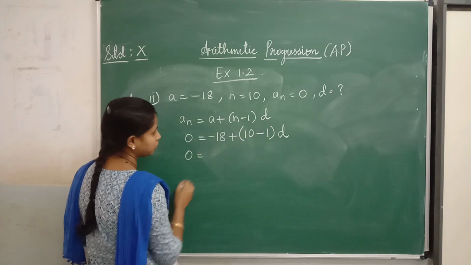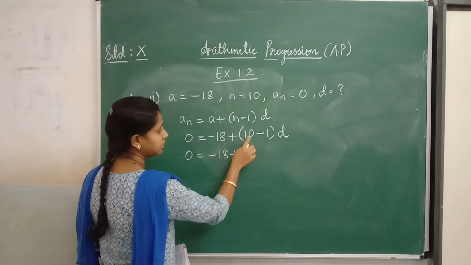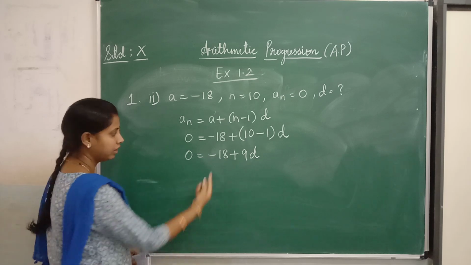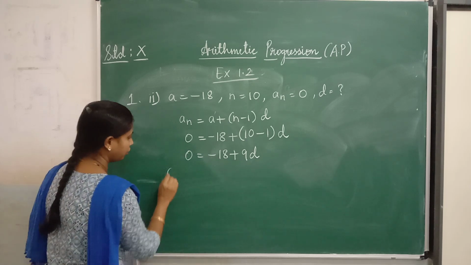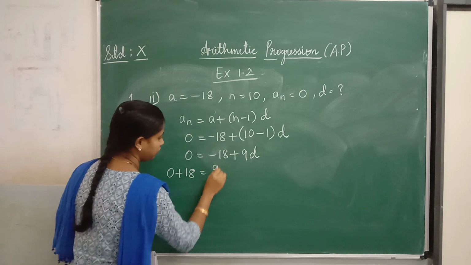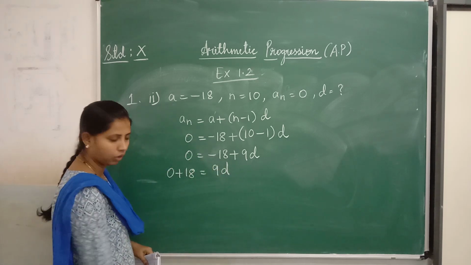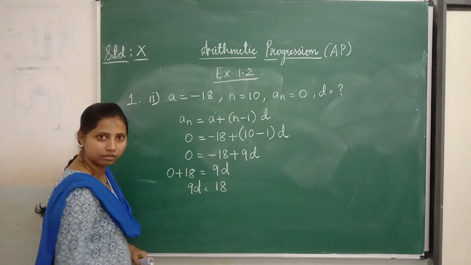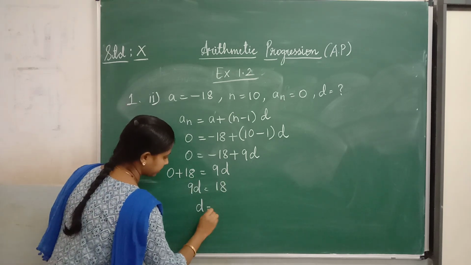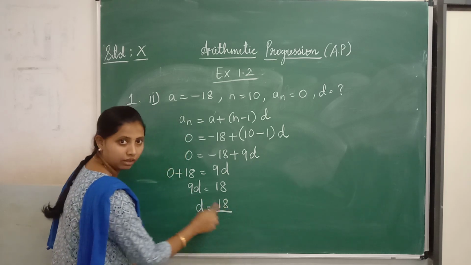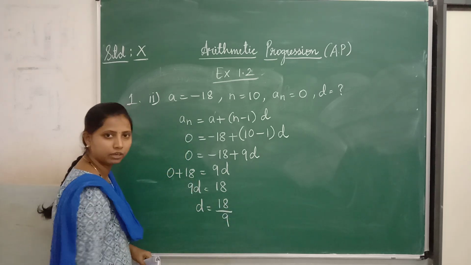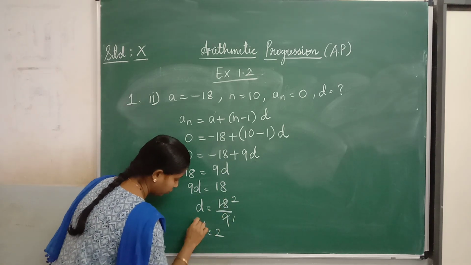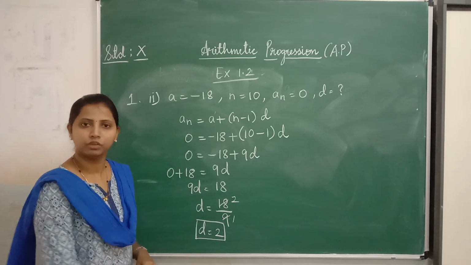Now simplify children to get the value of d. So 0 is equal to minus 18 plus 10 minus 1 is 9, 9 into d, 9d. Minus 18, take on the other side. So you will get 0 plus 18 is equal to 9d. Or you can interchange. 9d is equal to 0 plus 18, which is 18. Now you can find the value of d. D is nothing but 18 divided by 9. 9 ones are 9, 9 twos are 18. So d is nothing but 2. So the difference is 2. Understood children?